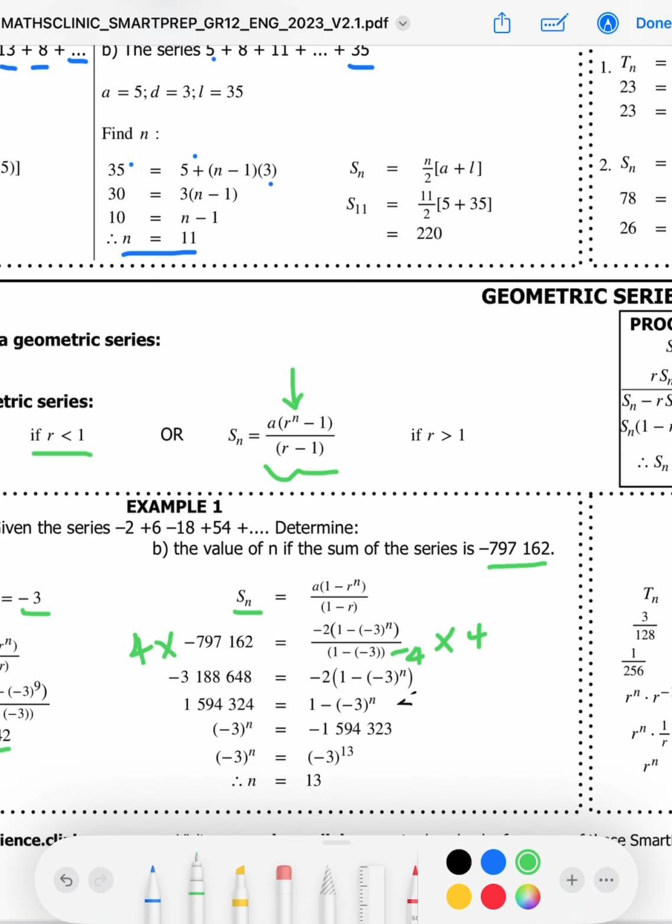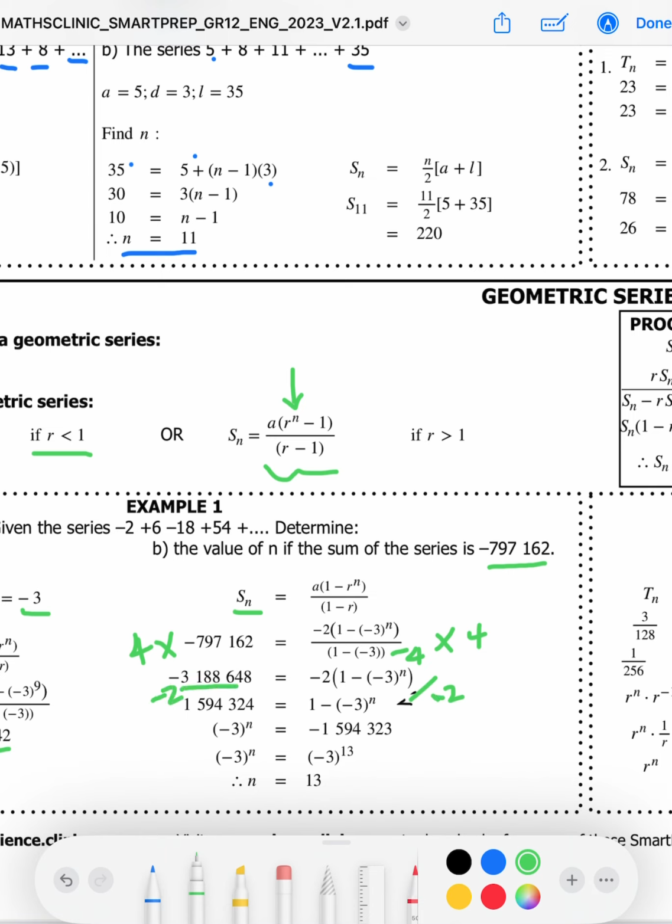The numerator starts with a minus 2. The minus 2, you can divide both sides by it. Divide by minus 2. Also here, divide by minus 2. And then this side will be left with 1,594,324. That side, the minus 2 goes away. You now have 1 minus 3 to the power n.